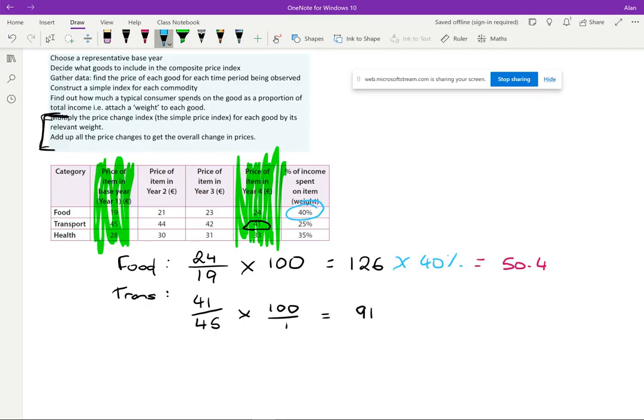But our question is not just about it going down by 9%. It depends on the proportion of income that we spend on this, which will help us calculate the rate of inflation. So multiply by 0.25, always show your work, and that's what I'm doing here, multiplying by 25% equals 22.75. Okay. And then the last one is health.